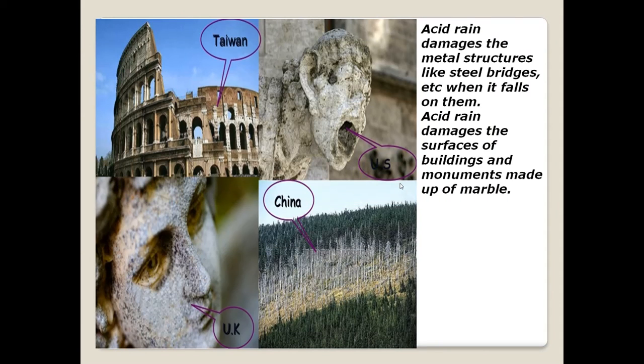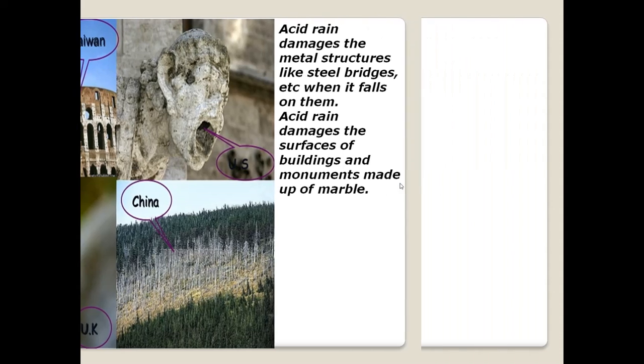Acid rain also damages metal structures like steel bridges when the acid rain falls on them. Here you can see in this image how acid rain has damaged the surface of building monuments that are made up of marble. So we also call this marble cancer. Suppose this acid rain falls on beautiful white marble, it damages that white marble and destroys its beauty. Such a condition is also called marble cancer and it is caused by acid rain.